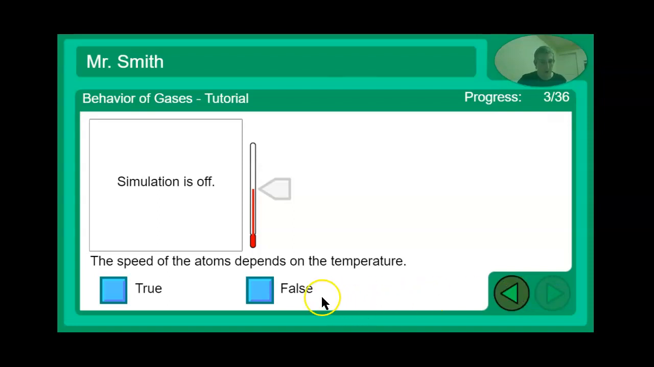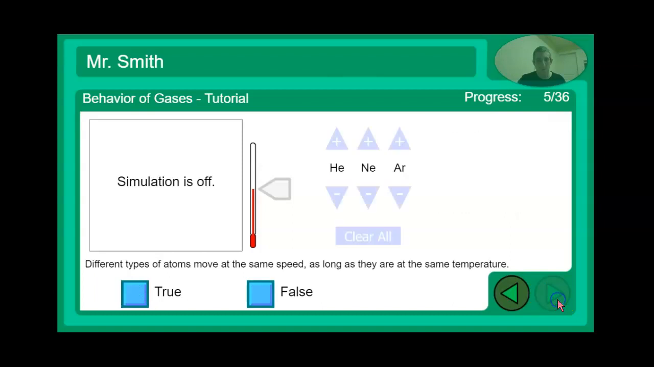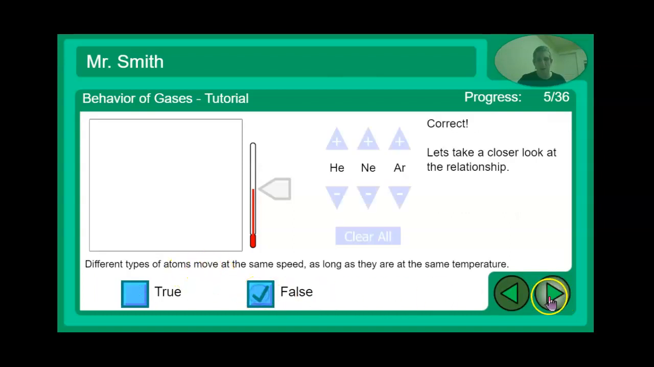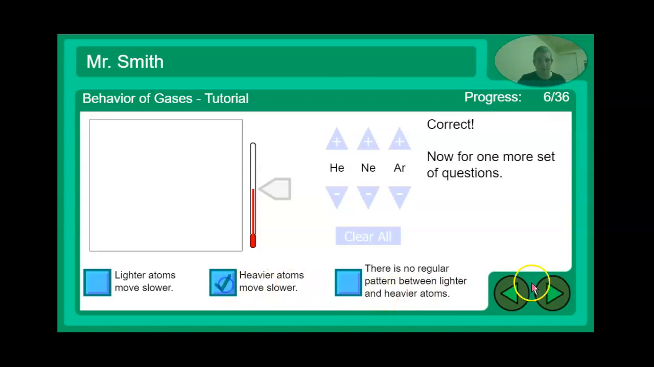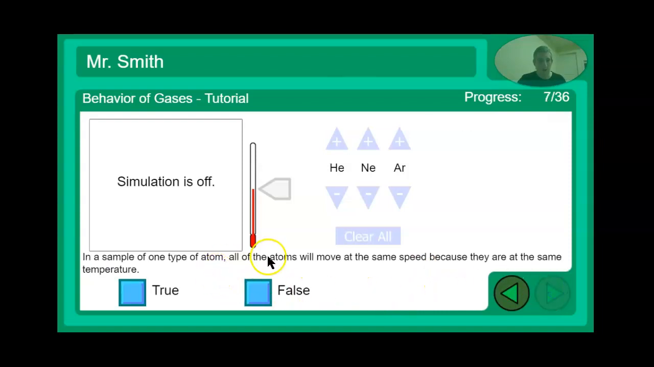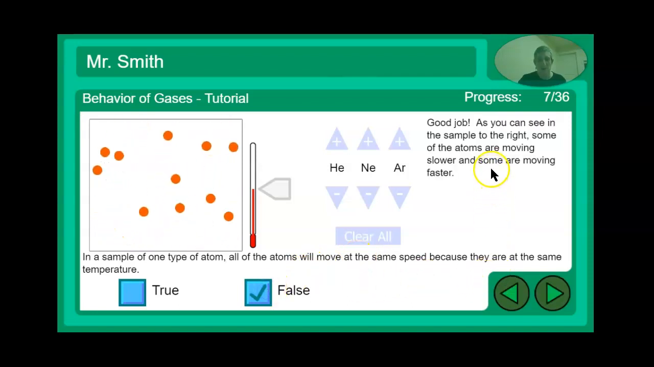So I think we have to redo these again. Speed of atoms depends on temperature, true. Different types of atoms move at the same speed, false. Heavier, slower. One type of atoms all move at the same speed, so that was false as well. There is kind of a range of possibilities here.